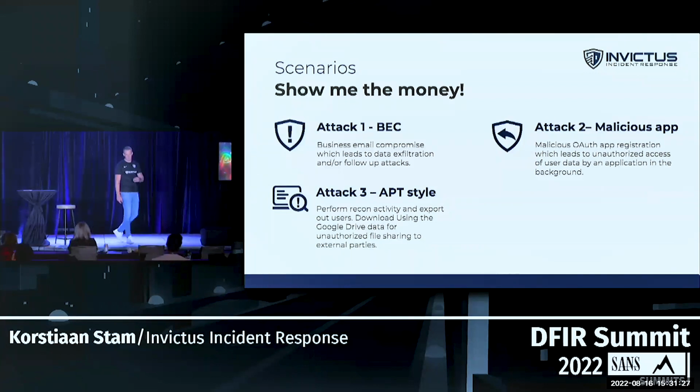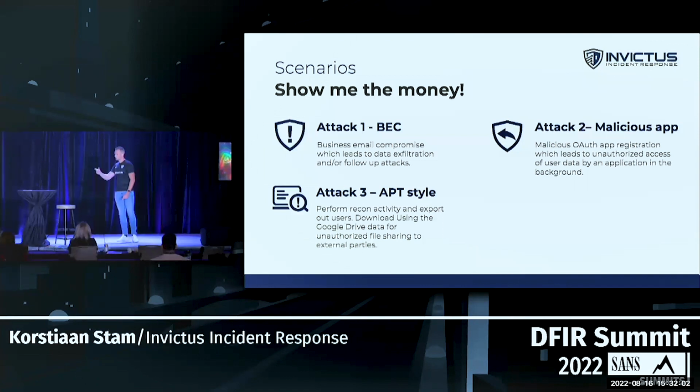I did 3 attacks. A business email compromise attack: getting into your email environment through phishing or through leaked passwords, setting up forwarding rules, performing data exfiltration, changing invoices, for instance. Attack 2 is a malicious application. This is more like a SolarWinds type incident where you set up an application and you give it a lot of permissions. What you can do in OAuth is generate a URL that authorizes that application to perform these activities.